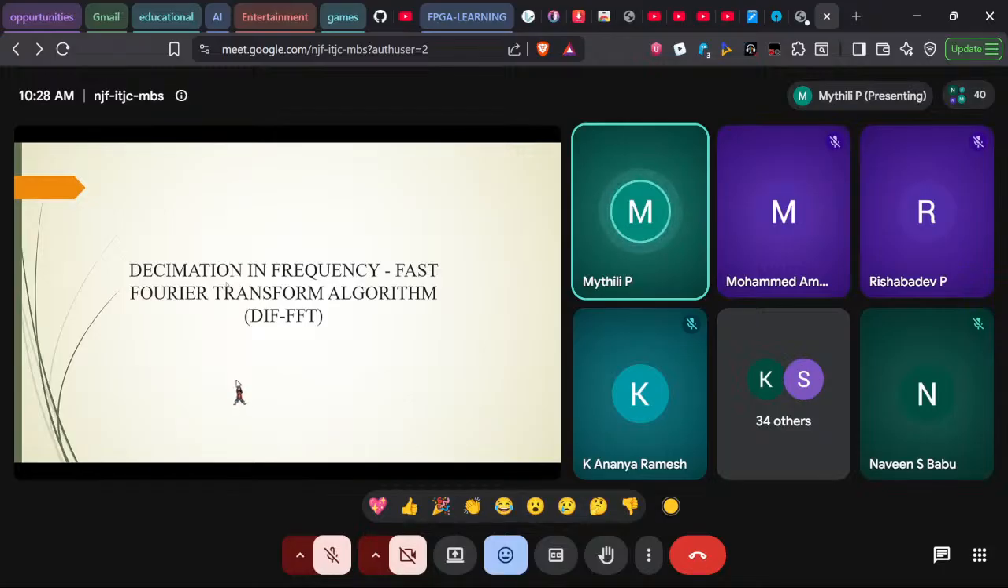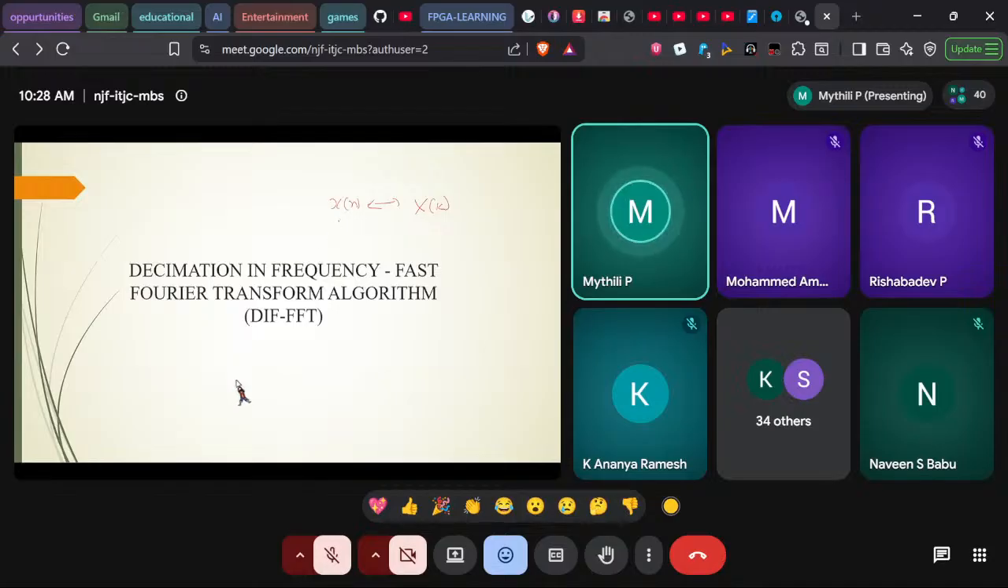So decimation in frequency. See, both are similar algorithms. Just a theory difference. One we are decimating in the time domain. The other one gets decimated in the frequency domain. We are transforming x of n to x of k. Both algorithms are doing the same thing.